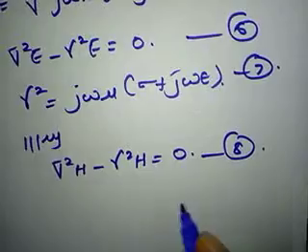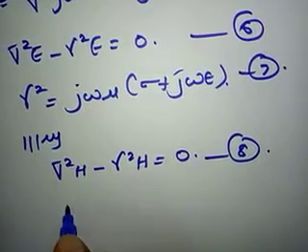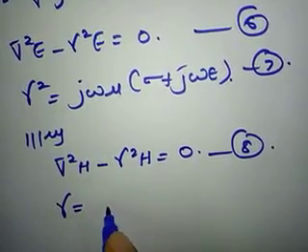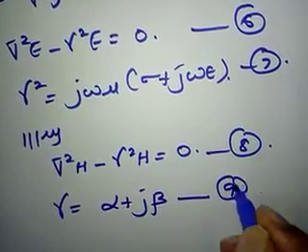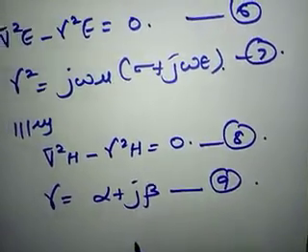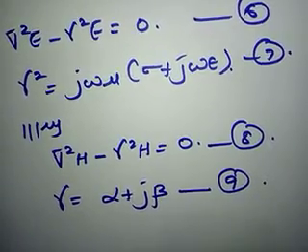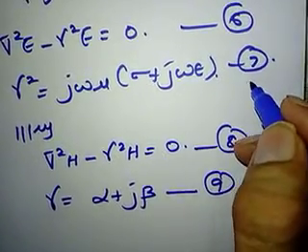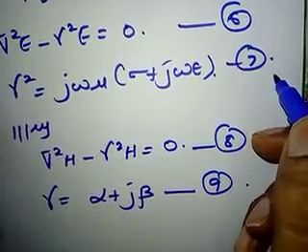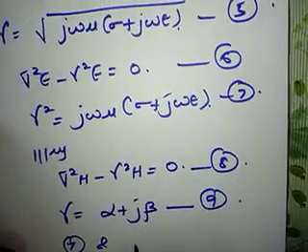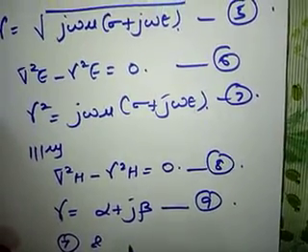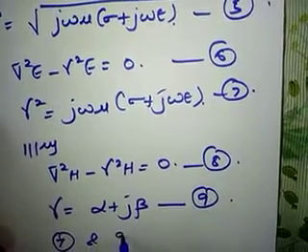Gamma is a complex quantity, hence gamma can be written as alpha plus j beta. So from equation 7, gamma square is equal to j omega mu sigma plus j omega epsilon, and from equation 8, gamma is alpha plus j beta, that is equation 9.